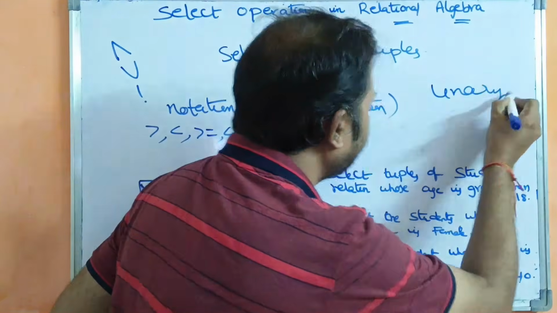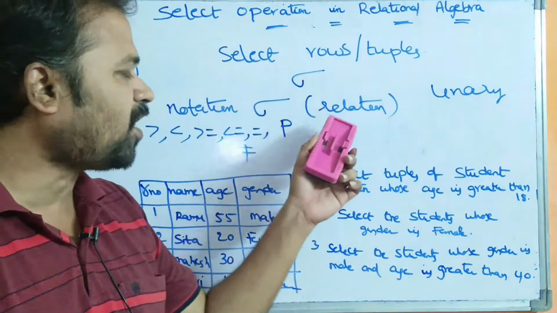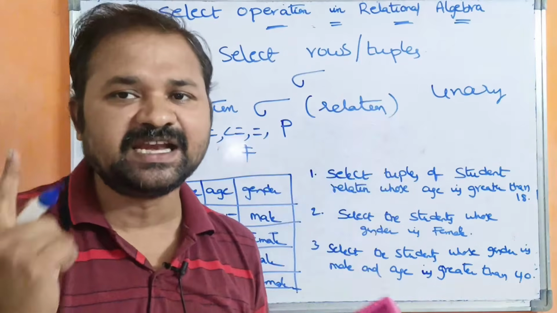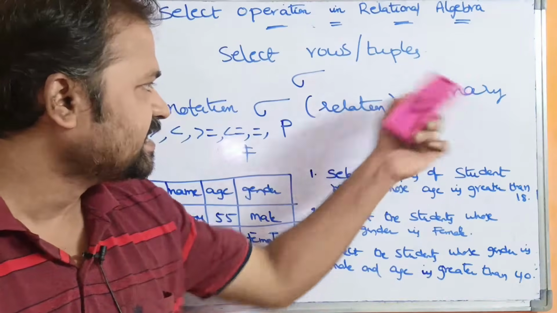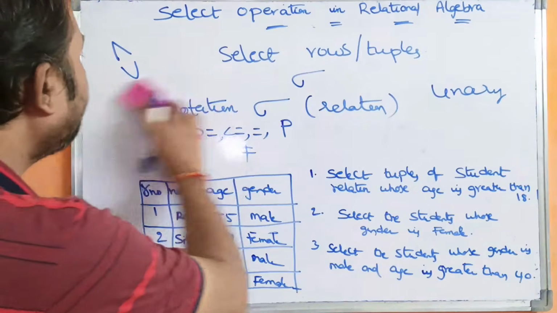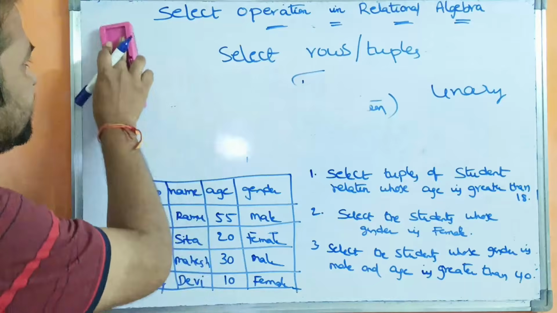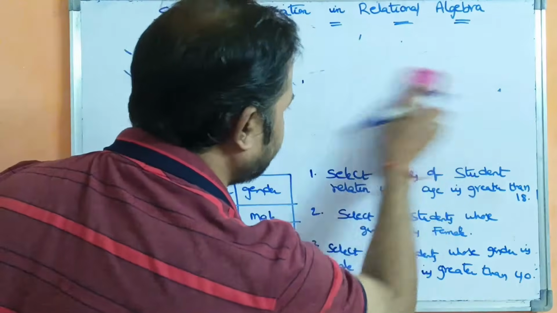Next, one more important point is that the select operation is called a unary operation. Why? Because here we are going to perform the operation on a single relation, on a single table. So that's why this is called a unary operation.